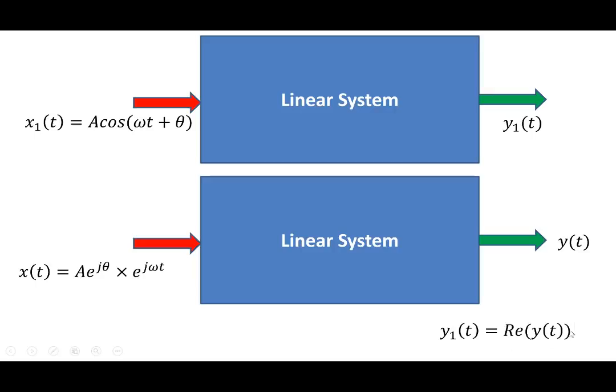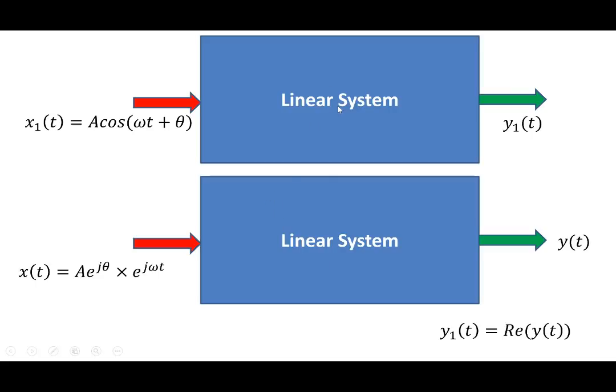Okay, so that's what we are saying. All this follows from the linearity of the system, the superposition principle, the fact that this is made up of a cosine and a sine, where the cosine part is the real part and the sine part is the imaginary part. So when you take the real part here, you get the output that you're looking for, y1(t).